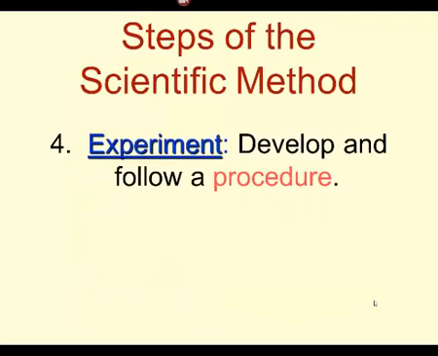Step 4, the experiment. In this step, we're going to develop and follow a procedure. It's important to think about this step as the step where you make a recipe. If you were cooking a pie, you want to follow a recipe exactly the way that it's written down. If you miss a step, then your pie might not end up right. In this case, anytime we're creating an experiment, we want to develop and follow procedures that are easily identifiable and easy to read, and it's something that somebody else could recreate by following your directions.